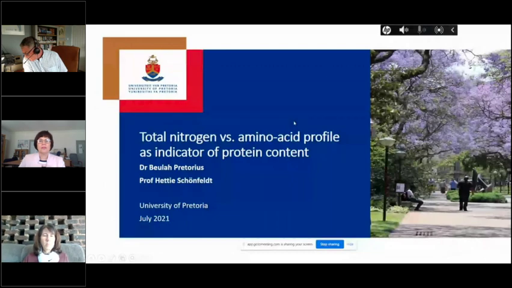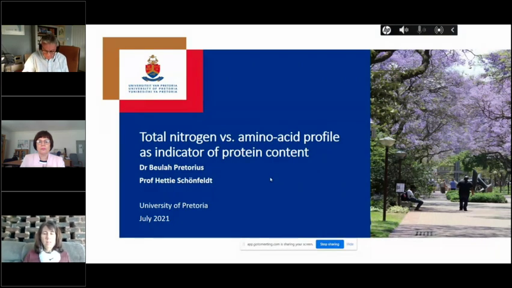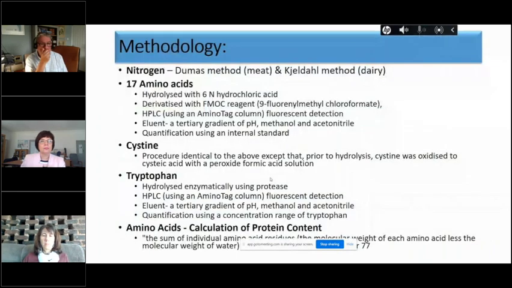So I will present some data that we have on protein foods. Some of them is available in the West African food composition table, some of them in the South African food composition table, and some of them is not published yet. For the nitrogen, we use the Dumas method for meat and the Kjeldahl method for the dairy products.